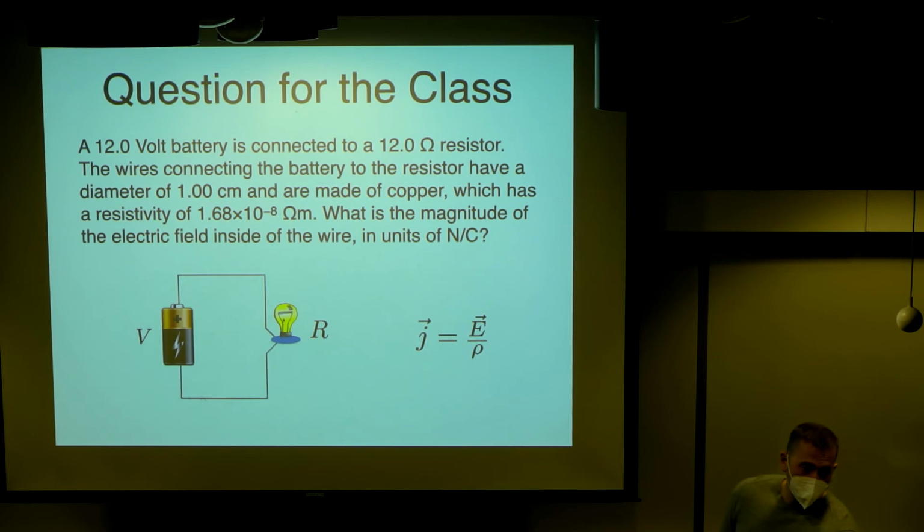So, any ideas about how we could tackle this to solve for E? What would be the first step you would take? Well, we want to get that eventually, right? But I would recommend finding the current I. Right? Find the current going through the wires. Once you have that current, you should be able to find the current density. You should be able to find J, and then once you have the current density, you should be able to find the E field. All right? So try doing that, and we'll go through it in about 5 minutes.